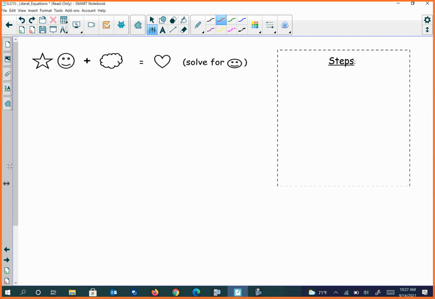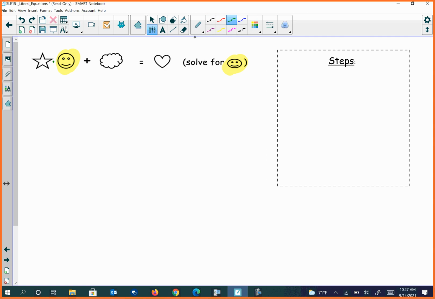Okay, so this looks a little silly. We have a star, a smiley face, I think it's a cloud, and a heart. What? Yeah, they're kind of goofy. All right, so this is kind of weird. So things that I would know is star and smiley face are being multiplied together. Cloud is being added to it, and somehow it's equal to a heart. Okay, all right. And I want to get smiley face on one side all by itself.